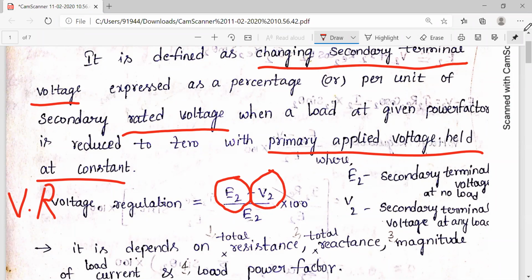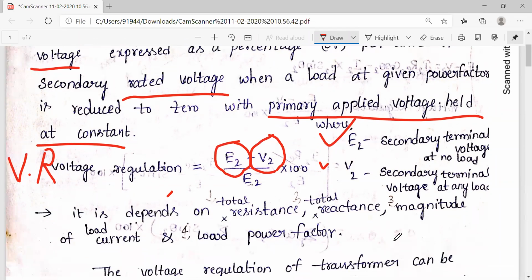E2 minus V2 is called the change of secondary terminal voltage when the load at a given power factor is reduced to zero with the primary applied voltage held constant. So it is a ratio: the difference of voltage, E2 minus V2, divided by the secondary voltage at no load. E2 is the no load secondary voltage, and V2 is the secondary terminal voltage at any load.